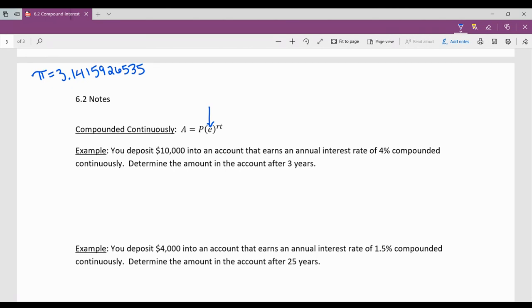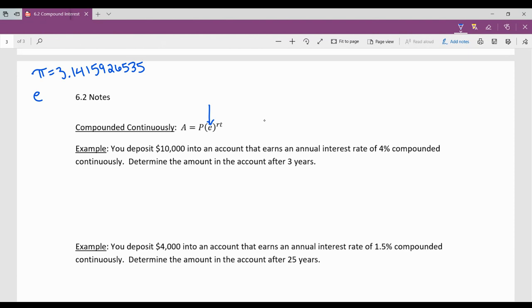And E is actually equal to a number, which is 2.7182818. Okay, so E is actually a number. So just like if I had P pi to the RT, we have PE to the RT. So E is actually equal to 2.718. But we're going to use that E button on our calculator.